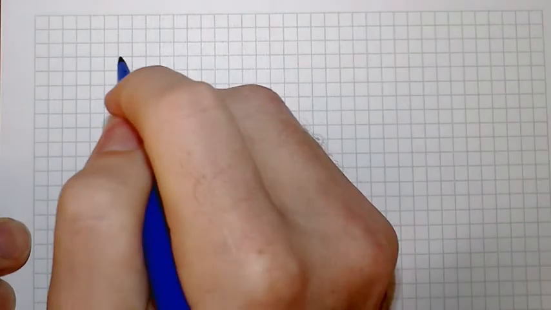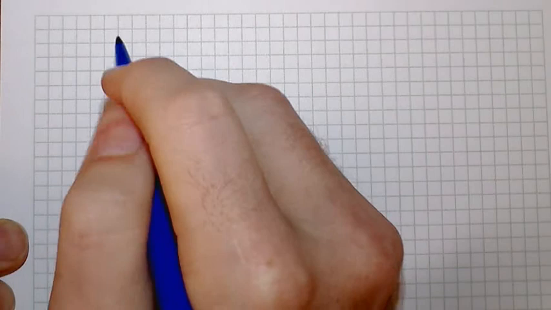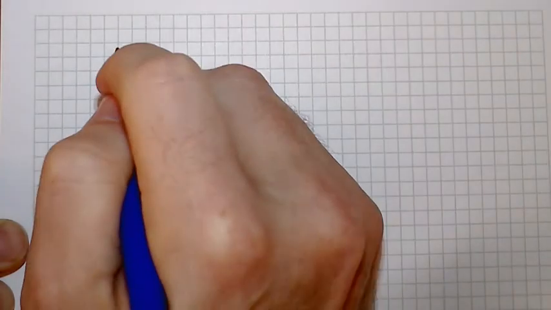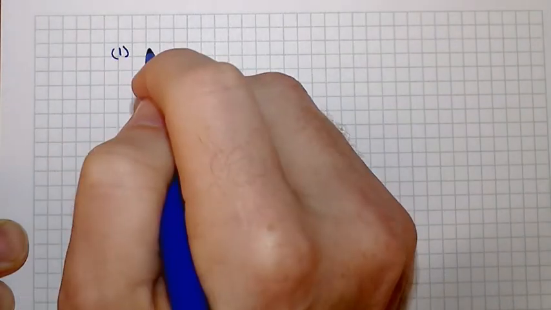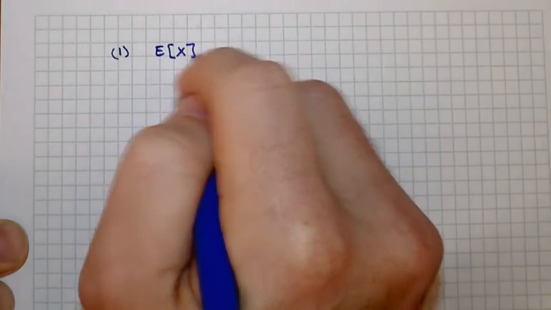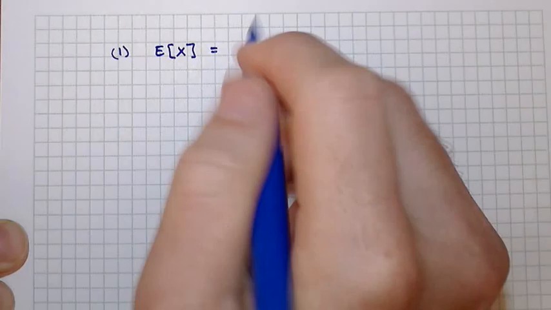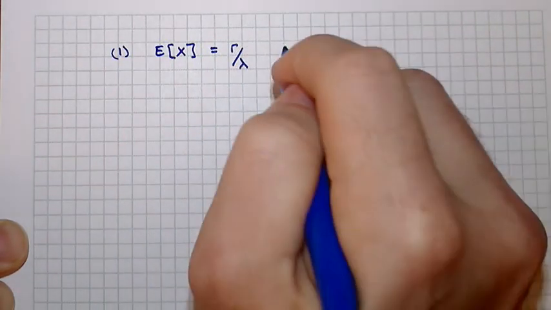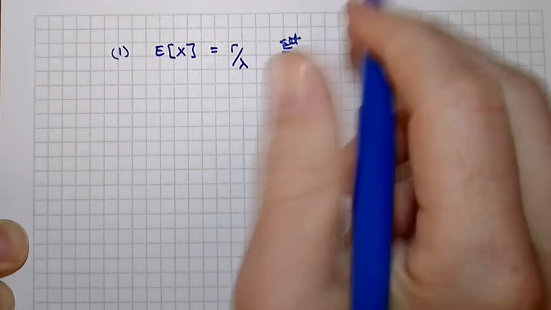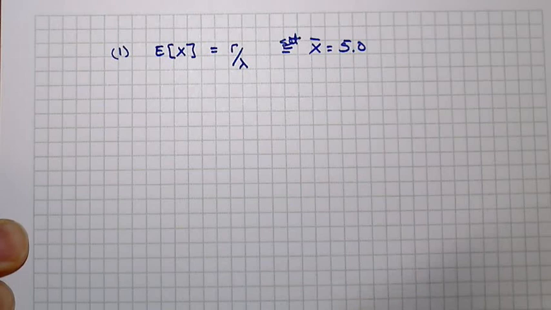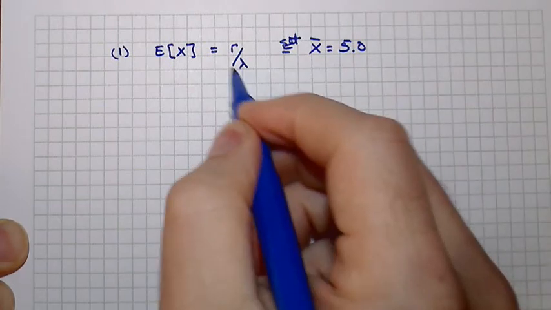Okay, so let's go back to the gamma distribution and our specific case here. Then we have the expected value of x for the gamma is equal to r over lambda, and we'll set that equal to our observed value of the sample mean, which was equal to 5.0. That gives us one equation.